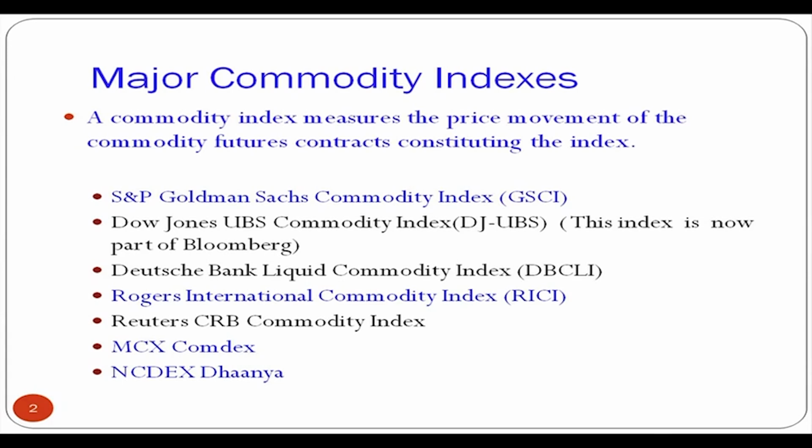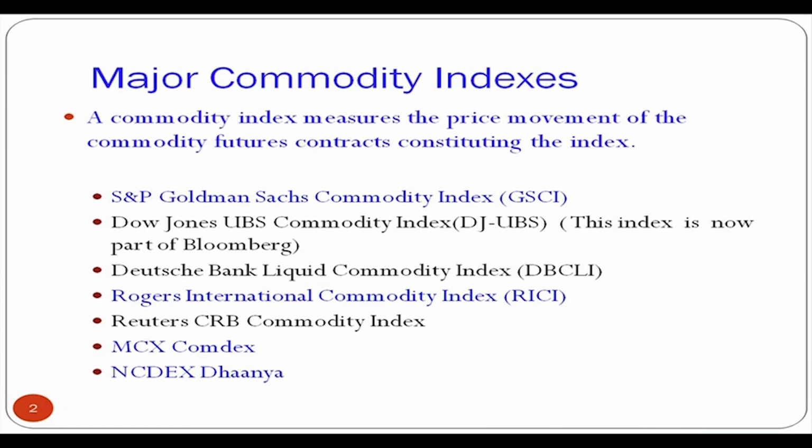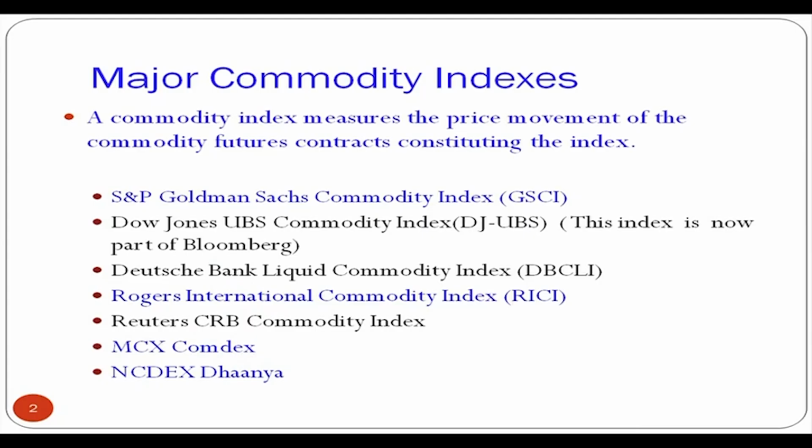S&P Goldman Sachs commodity indices, Dow Jones UBS commodity indices, Deutsche Bank Liquid Commodity Index, Rogers International Commodity Index, Reuters CRB commodity index, and MCX Comdex and NCDEX Dhanya. These last two commodity indices are prepared and circulated by Indian commodity exchanges, that is MCX and NCDEX respectively.